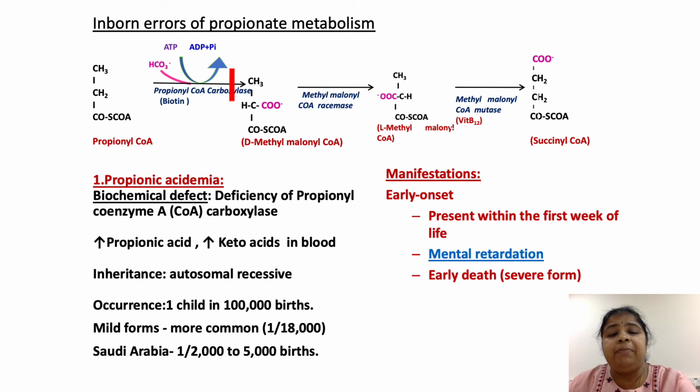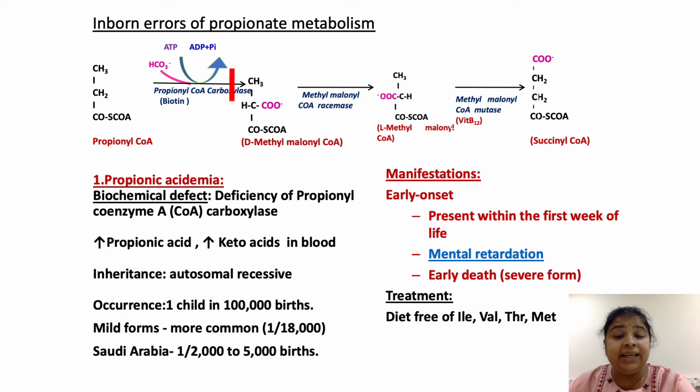Usually, presentation within the first week of life leads to mental retardation and can lead to early death if it is the severe form. So, management would be to consume foods which are low in the amino acids which lead to propionic acid formation during their metabolism.